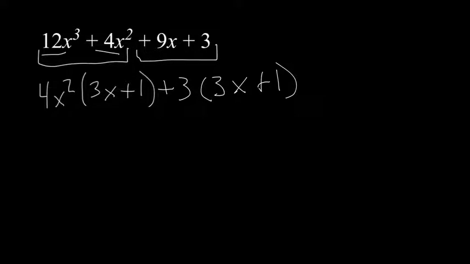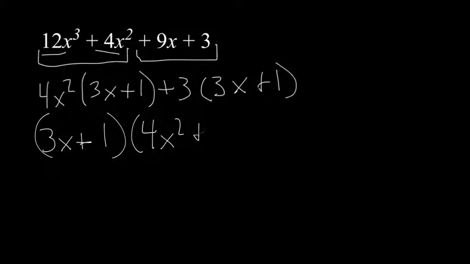Now, a lot of people stop at this point. You can't stop at this point. You're not finished factoring. You need to take this common factor, the binomial 3x plus 1, and factor it out, which is going to give you 3x plus 1 and 4x squared plus 3. This goes to the first term, this goes to the second term of your second binomial. The first binomial is that common binomial to both terms. And if you FOIL it, you will find you go right back to that original expression.